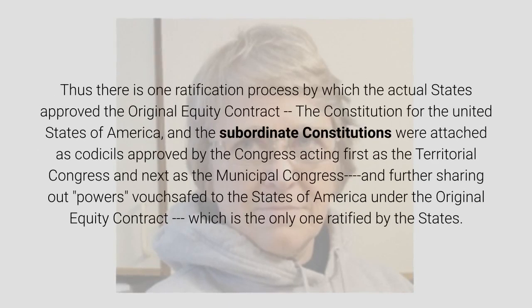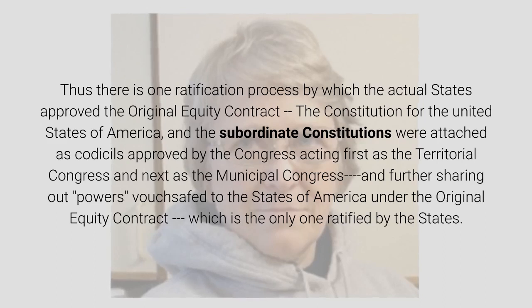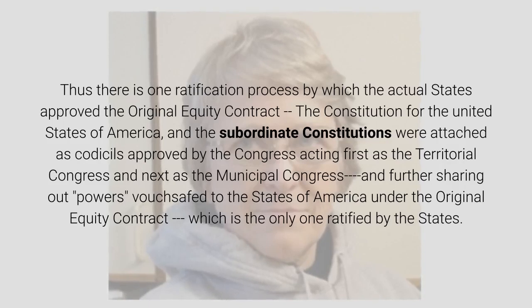Thus there is one ratification process by which the actual states approved the original equity contract, the Constitution for the United States of America, and the subordinate constitutions were attached as codicils approved by the Congress, acting first as the Territorial Congress and next as the Municipal Congress, and further sharing out powers vouchsafed to the States of America under the original equity contract, which is the only one ratified by the states.